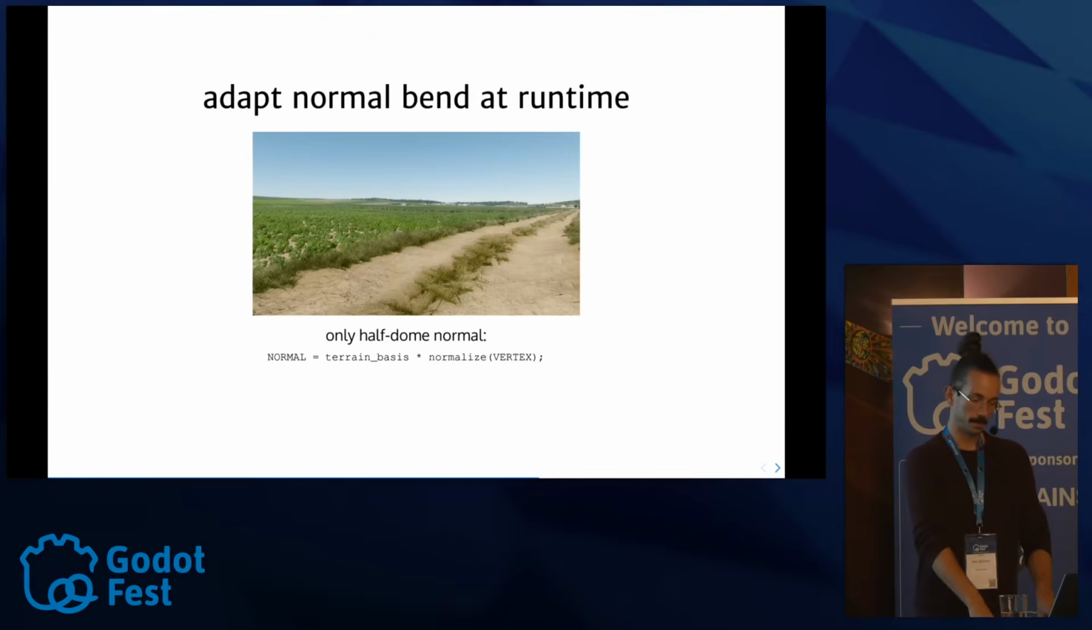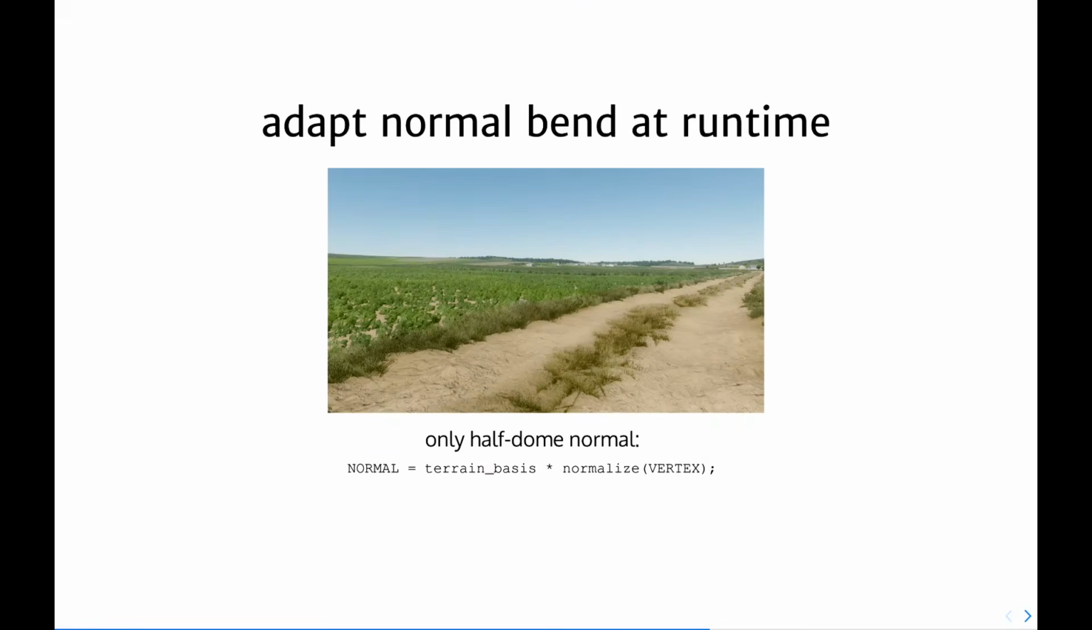We might want to do a half-dome normal, like I showed you before. This is how you could do that. Just normalize the vertex position, and you're going to have something roughly half-dome shaped. Or what we actually do is we blend between them, because I think this looks great at a distance, whereas this looks good up close, where you want to have a bit more detail about your geometry. So up close, we use this half-dome normal, and in the distance, we fade towards the flat normals.